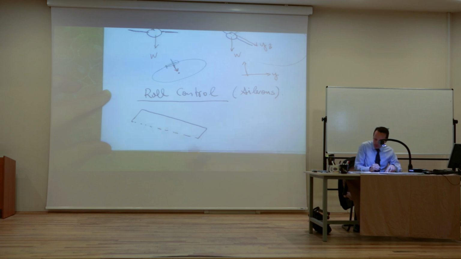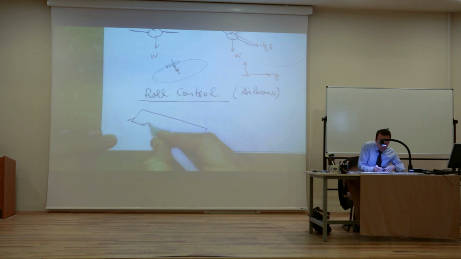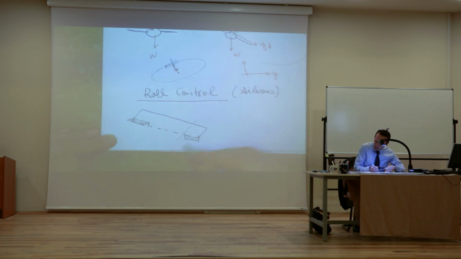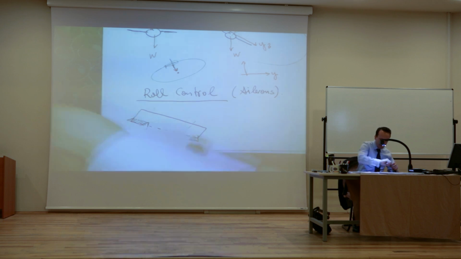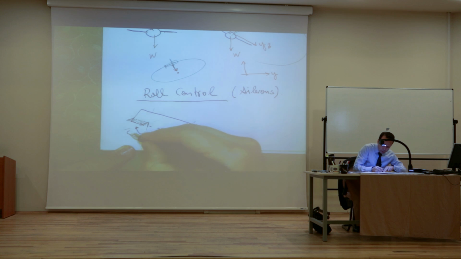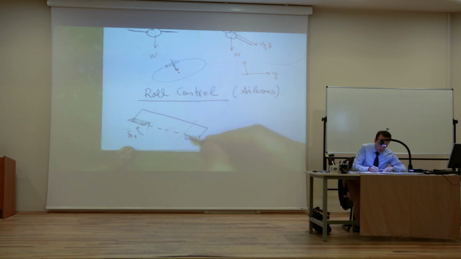So this is the back of my wing, and at the very tip here, you have these pieces. Okay, this one is going up. This one here is going down. I didn't do a good job plotting this, but this looks a little better. Right? This one is going up. Let's call this delta 1. This is an angle. And this one is going down. Let's call it delta 2.